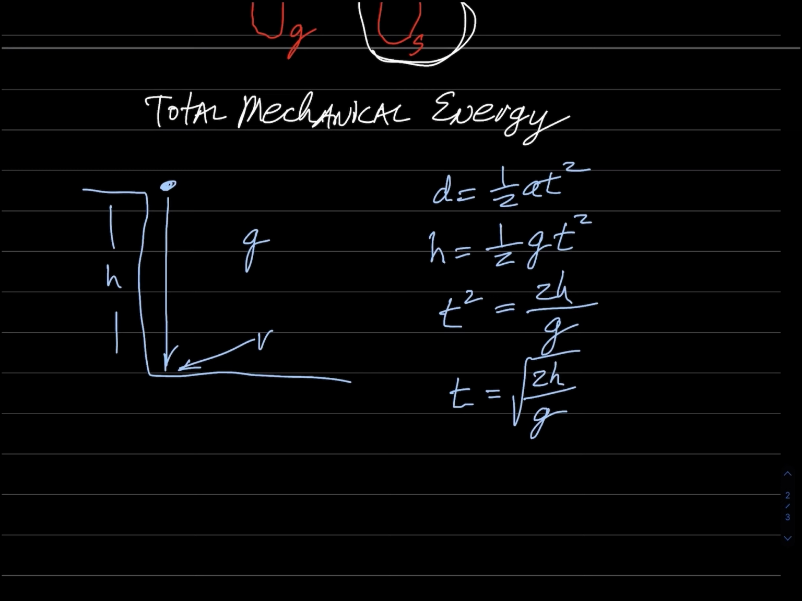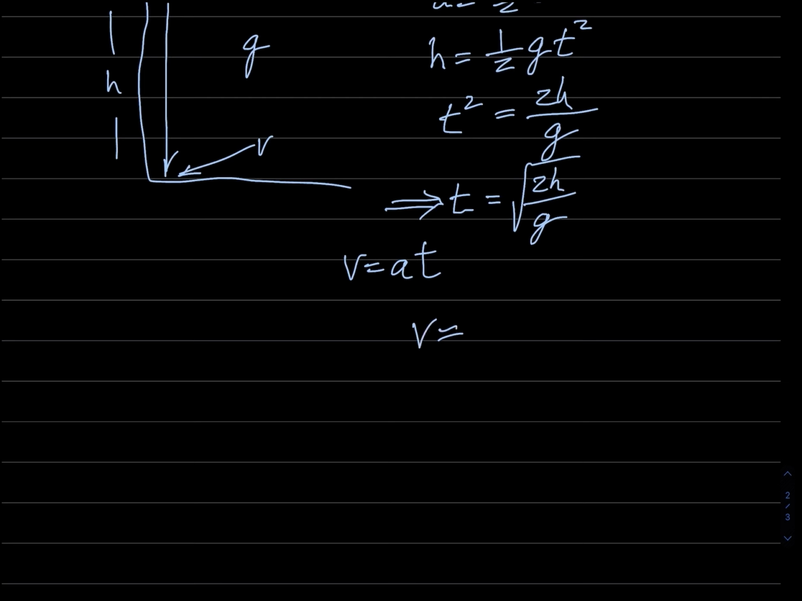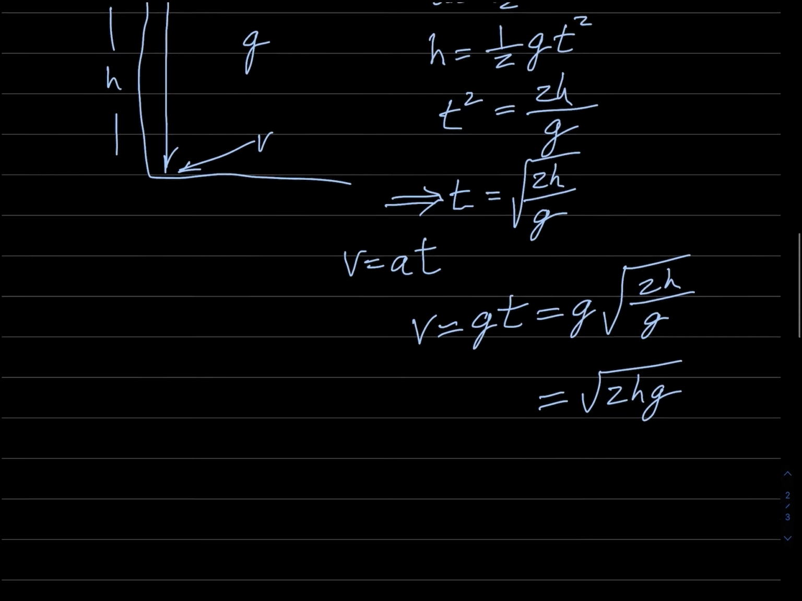And something's velocity equals its acceleration times the time that it was accelerating. So if we multiply the time times the acceleration, we have the velocity equals gt, which is g times the square root of 2h over g, which equals the square root of 2hg. Okay, well, let's work that problem again using the potential energy of this block being turned into kinetic energy.